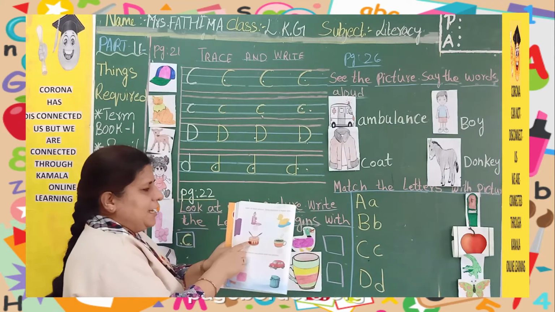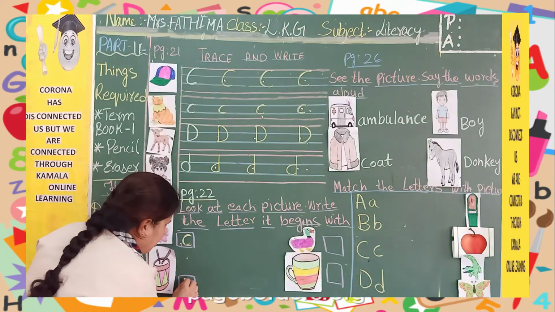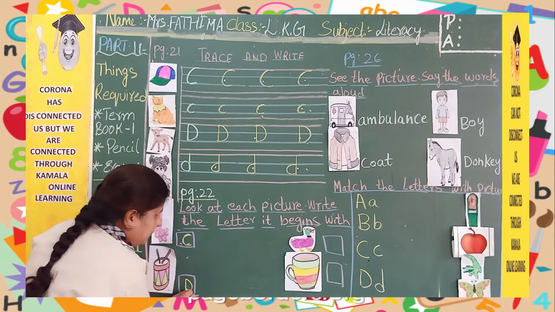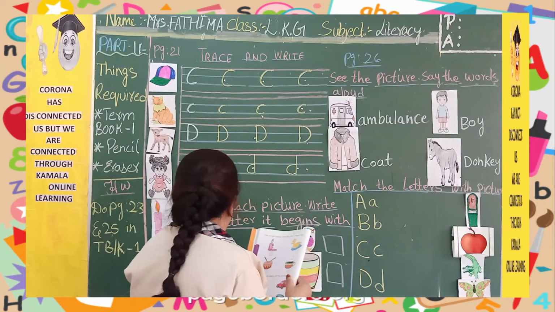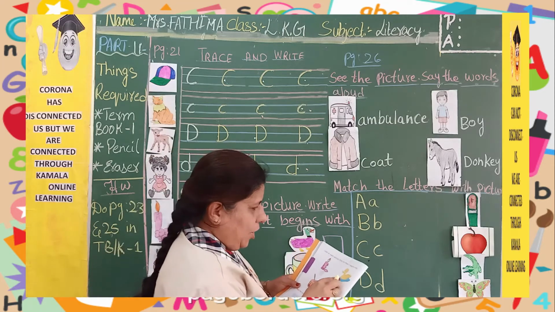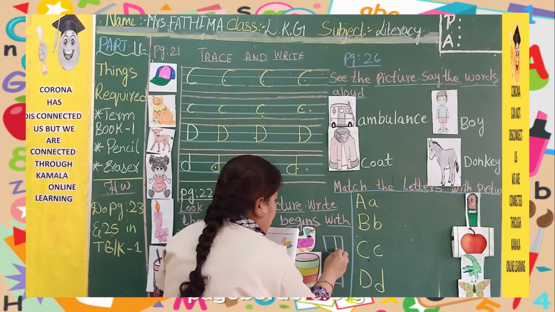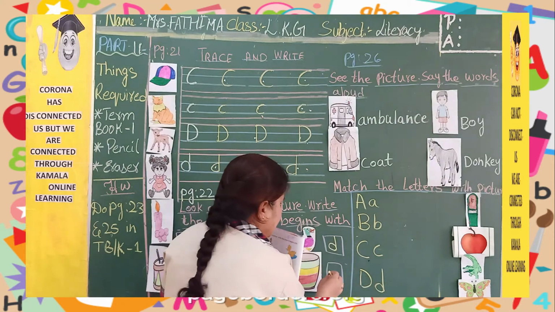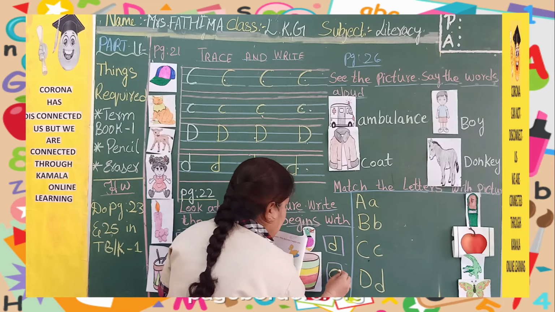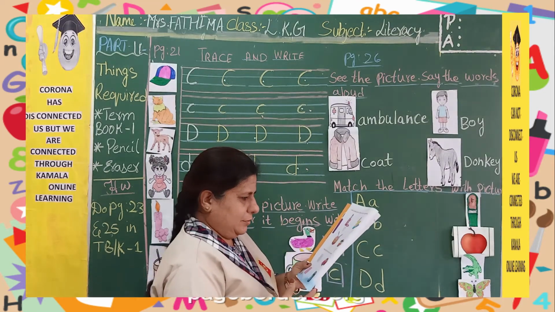Okay. What is this, children? Look at the board. This is a drum, no? Write capital D. Okay. D for duck. Write small d. C for cup. We have completed now, children? Are you completed?